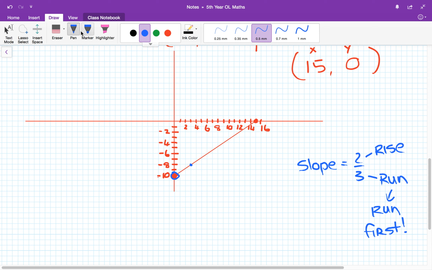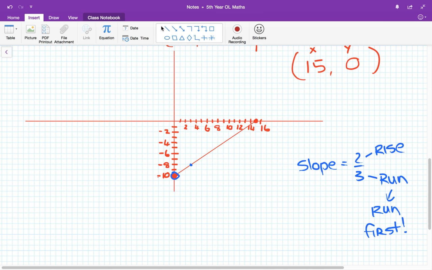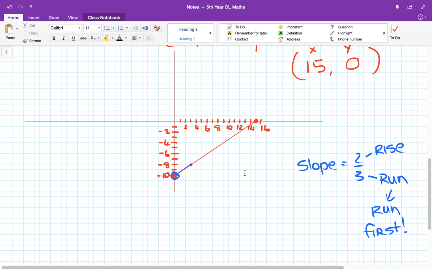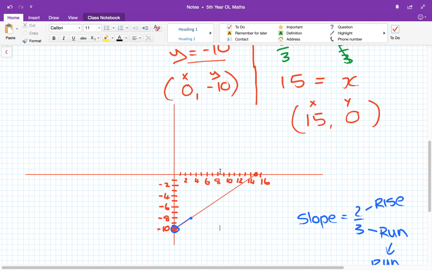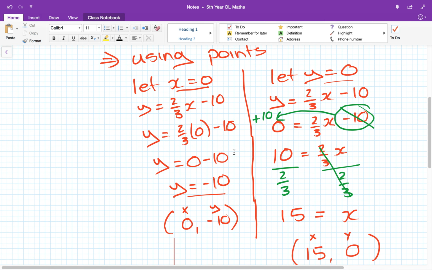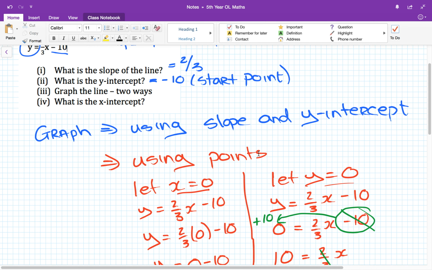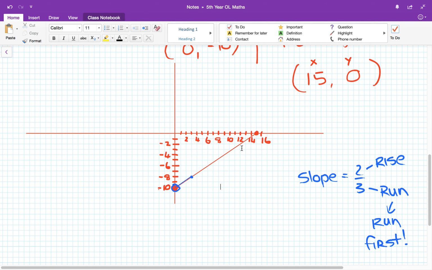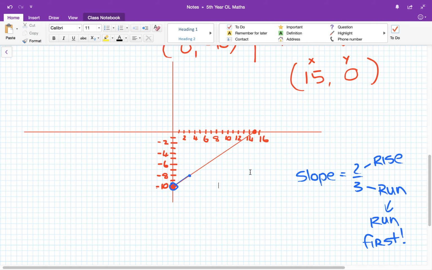And if I were to draw a line joining those 2 points, hopefully you can see that we end up on the exact same line. Okay, it doesn't matter that it's shorter because the line extends infinitely in both directions. So regardless of whether you use the points method or the slope y-intercept method, you will end up with the same line.